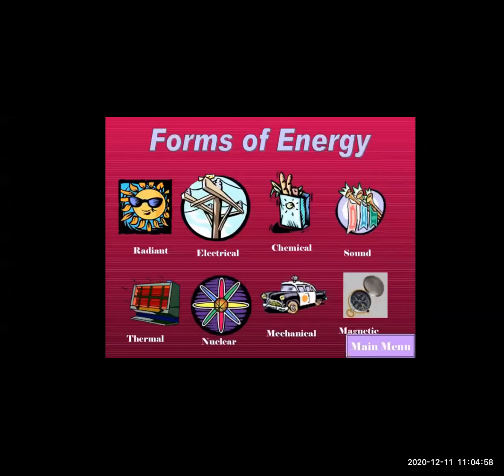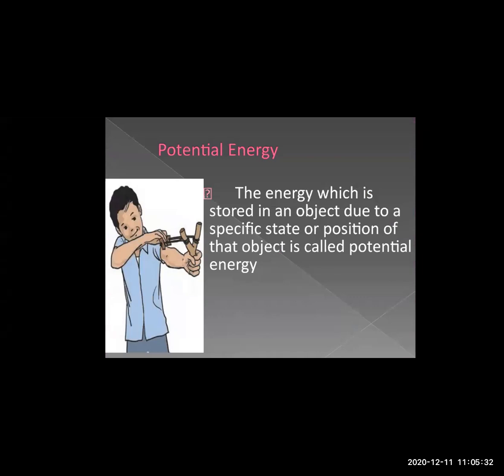Okay, then in this lesson we are going to see different forms of energy. So what are the different forms of energy? Radiant energy, electrical energy, chemical energy, sound energy, thermal energy, nuclear energy, mechanical energy, and magnetic energy. All these are forms of energy. We get the different forms of energy in our day-to-day life. We are using these forms of energy. So today we are going to see these things one by one.